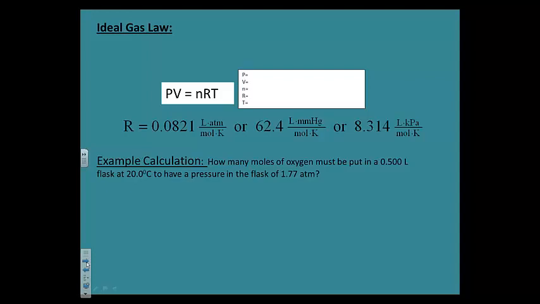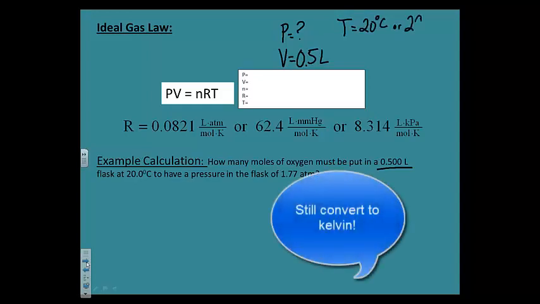Okay. So what is the initial pressure? Are we given a pressure? No, we're not. That's the thing we're looking for. So pressure is my question mark. Volume, is the volume given to me? Yeah, it's given to me right here, 0.5 liters. And you're told a temperature. The temperature is 20 degrees Celsius. Remember, we've got to change that to Kelvin, so 293 Kelvin.